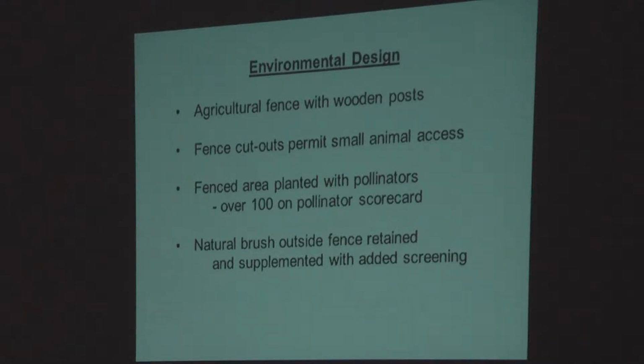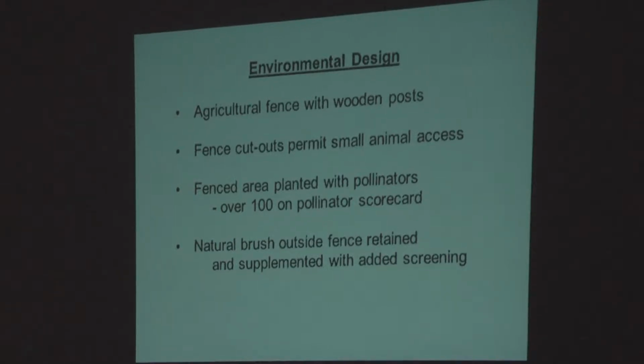So environmental design, we've proposed an agricultural fence with woven steel wire and wooden posts. We're willing to consider a more opaque fence if that's chosen by the visual impact consultant. We talked about before the cutouts to permit small animal access through the area. I've talked about the pollinators, and I've talked about the natural brush.